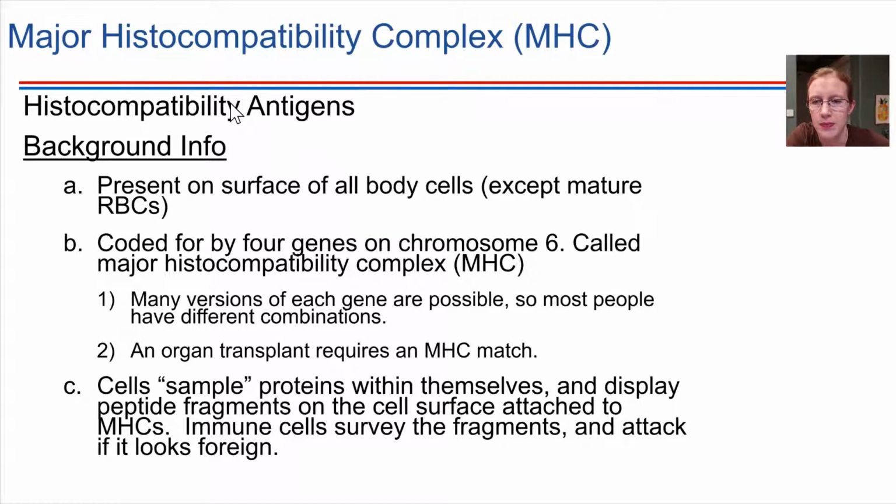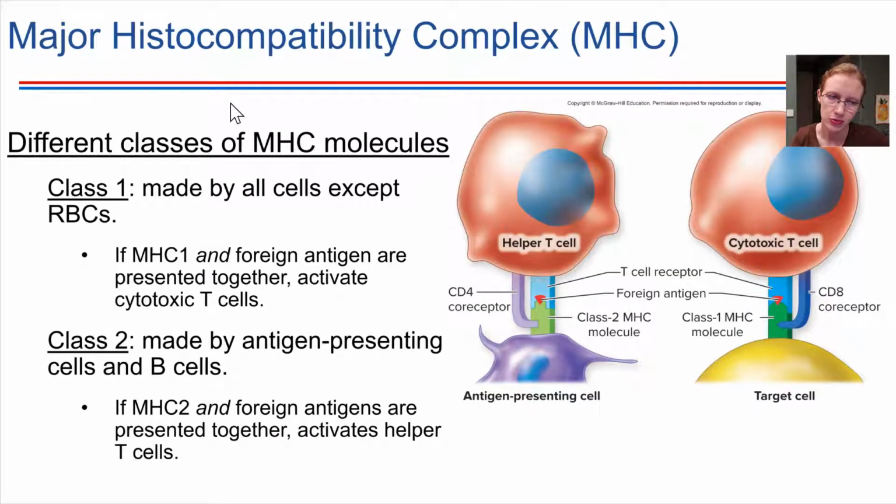So there are a couple of different classes. Class 1 MHCs are made by all cells except red blood cells. Class 2 are made specifically by antigen-presenting cells, the specialized ones, things like macrophages and dendritic cells. If a class 2 MHC is present on the cell surface, and it is also displaying foreign antigens, that is what can activate a helper T cell. The helper T cell then sends a signal, an interleukin or a cytokine, that will help activate cytotoxic T cells and other immune cells as well.